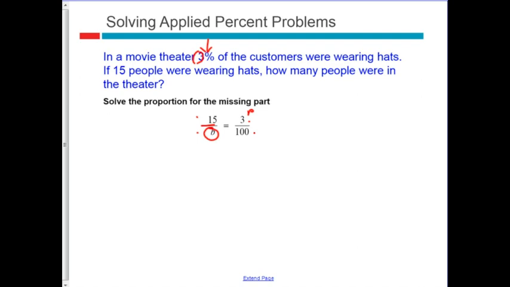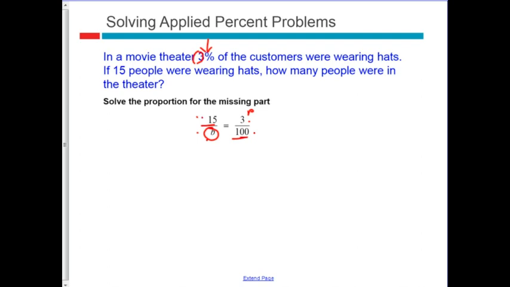15 goes with the 3, 3% represents 15 people. I would expect to find more than 15 people in the theater if 15 were wearing hats. So I would expect the number B to be a bigger number than 15, and that matches up. The 100 is bigger than 3, so the number on the bottom over here will also be bigger than the number on the top.